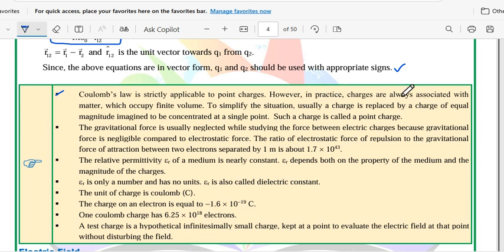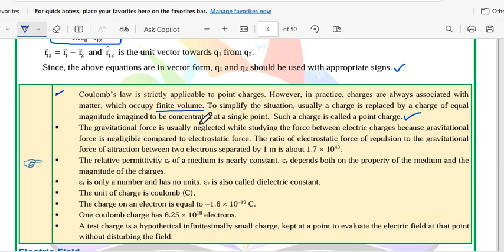However, in practice, charges are always associated with matter, which occupies a finite volume. So to specify the situation, usually a charge is replaced by a charge of equal magnitude imagined to be concentrated at a single point. Such a charge is called a point charge.